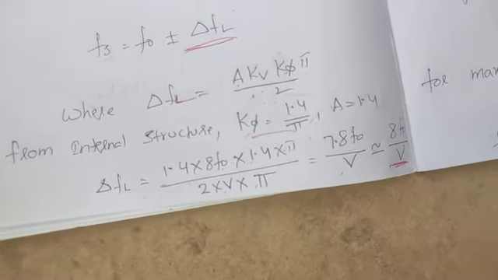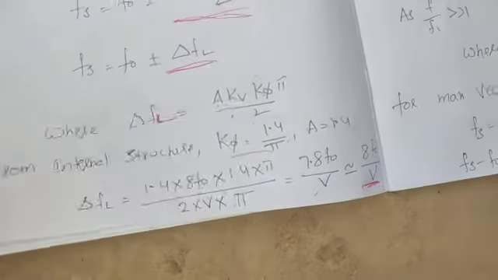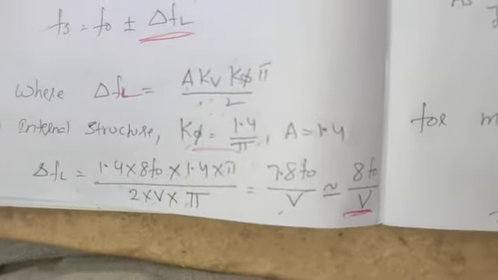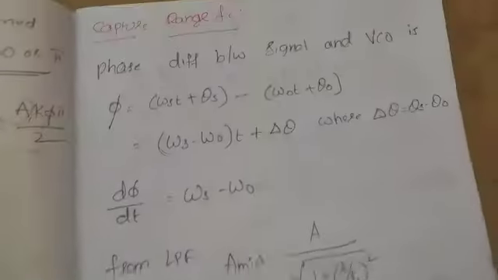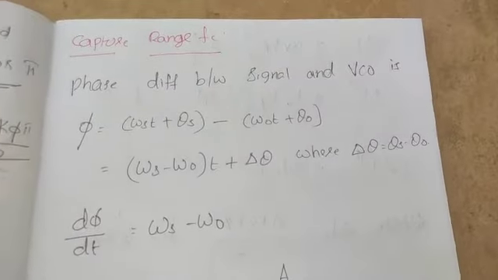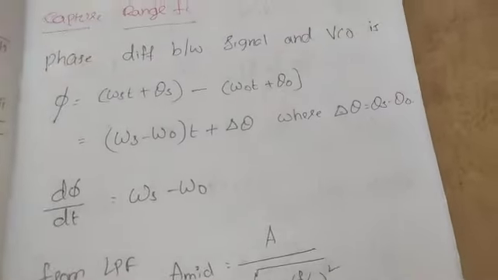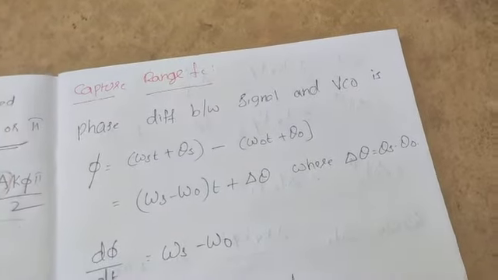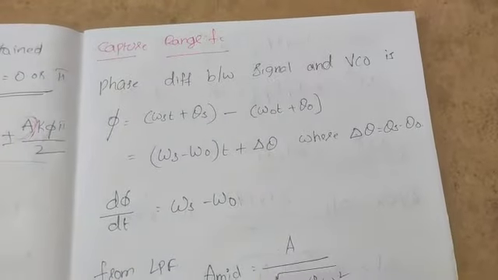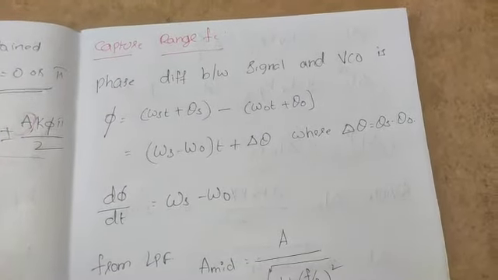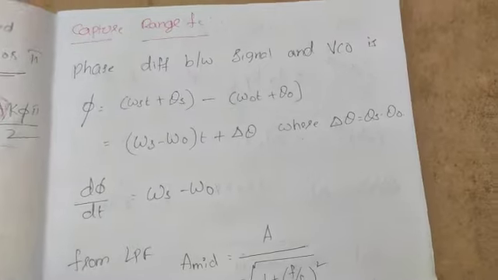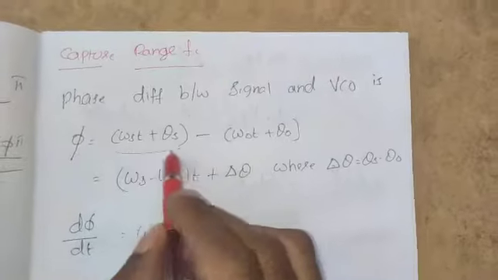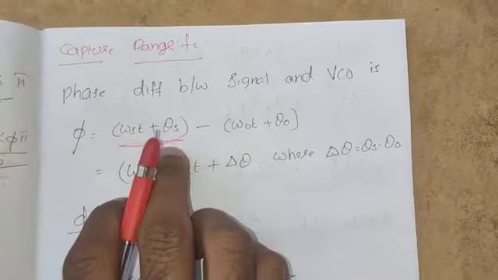So this is the lock-in range frequency: lock-in range is equal to 8 F naught by V. Now coming back to the capture range frequency. The capture range is the range of frequency that can acquire the lock. The lock-in range is the range that can maintain the lock, and the capture range is the range that can acquire the lock. So consider the phase difference between the signal and the VCO.